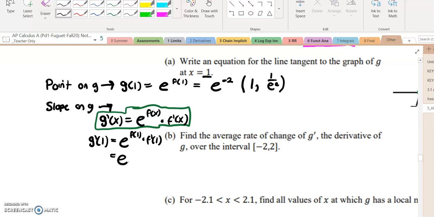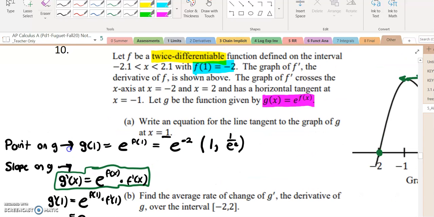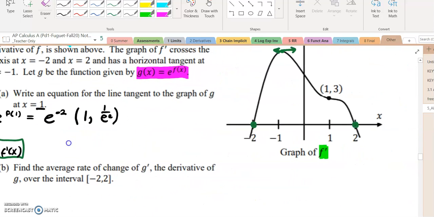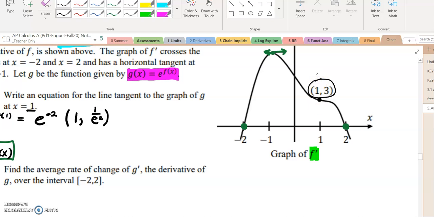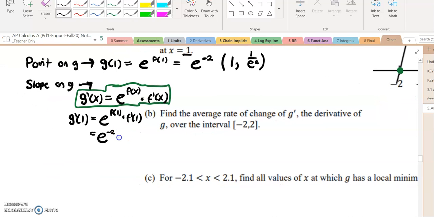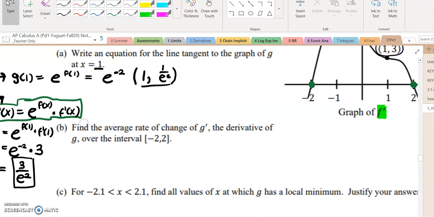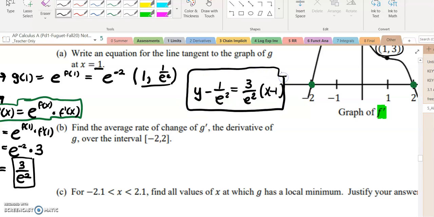Now, f of 1 was given to us there in blue highlighter, and is equal to negative 2. f prime of 1 is actually given right here. This is the x value, this is the f prime value. So f prime of 1 is equal to 3. Therefore, my slope is going to be 3 over e squared. So we now have our slope and we have our point, and all we have to do is write the equation in point-slope form. So that's going to look like this. And that's part A, and there's our answer for part A.